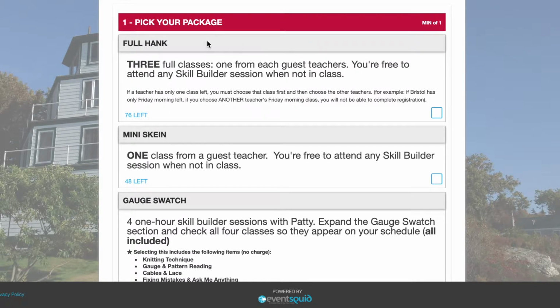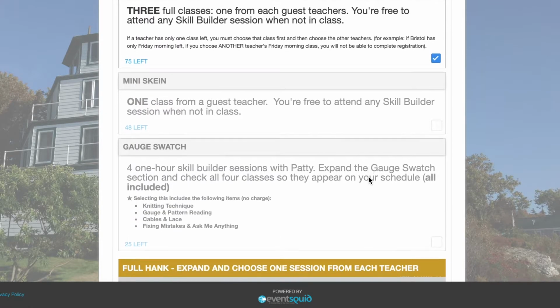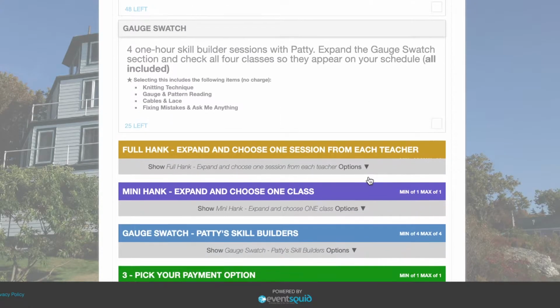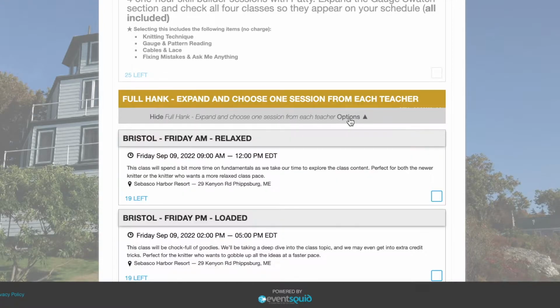So let's take a look at one. Pick your package, full Hank. So notice, as soon as I choose that, the others are grayed out. We can only register 1 person at a time. So then it says full Hank, expand and choose 1 session from each teacher.